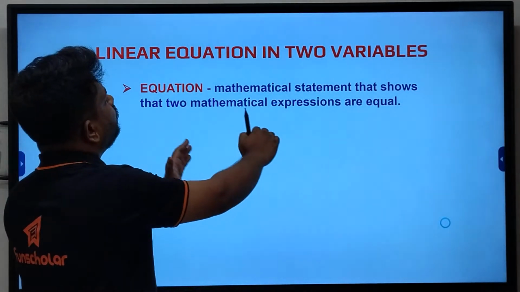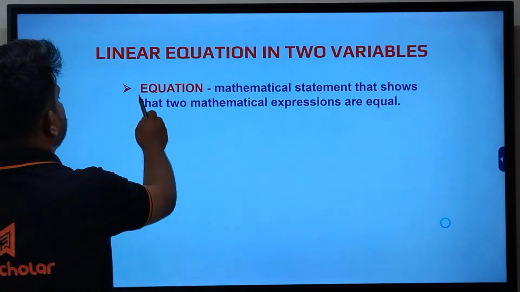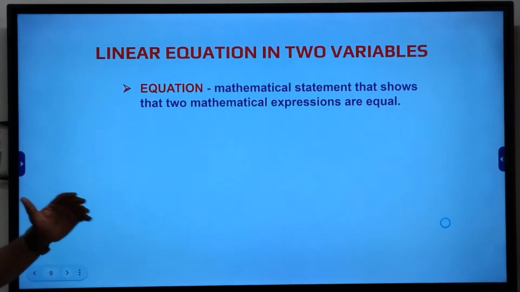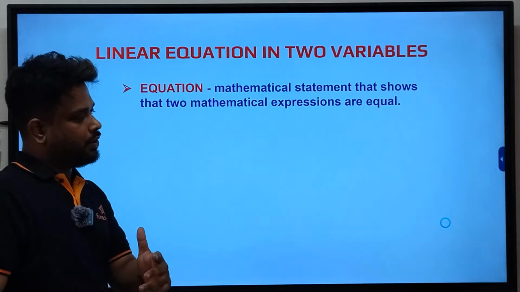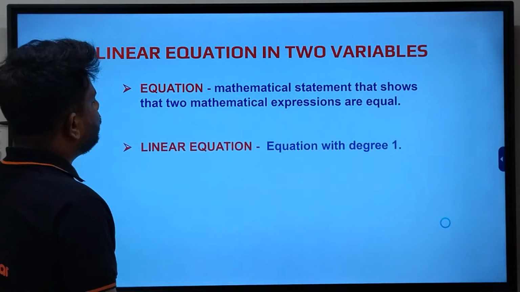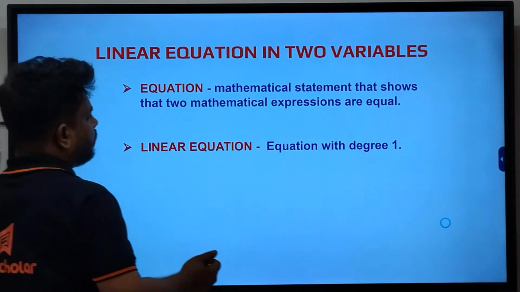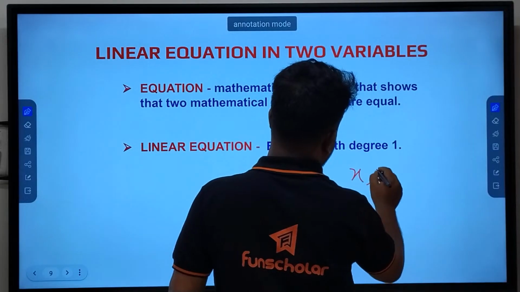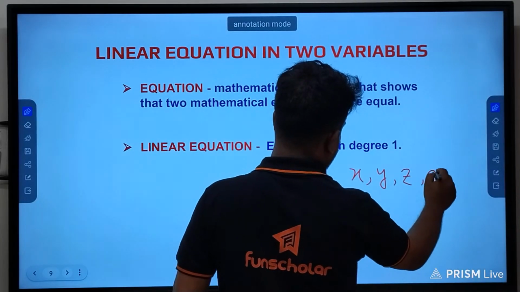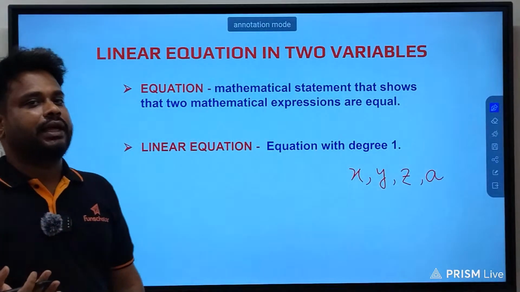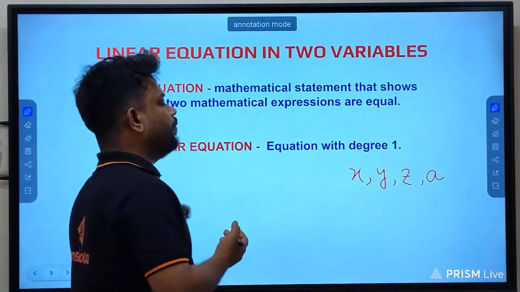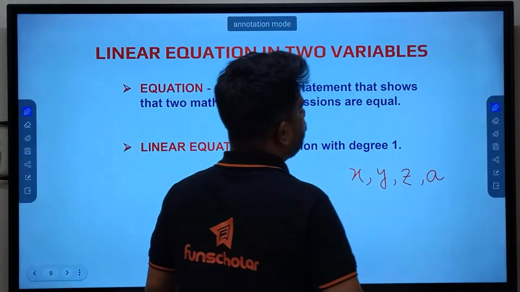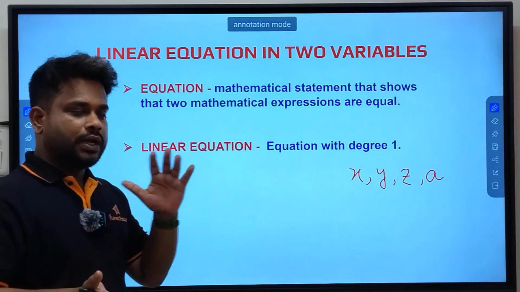Okay, so the definition of a linear equation in 2 variables: equations are mathematical statements that show that 2 mathematical expressions are equal, and a linear equation has degree 1. What about degree 1? Degree means the variable has only 1 degree. Variables are generally any alphabets whose value we don't know yet. So x, y, z, a can all be considered variables.